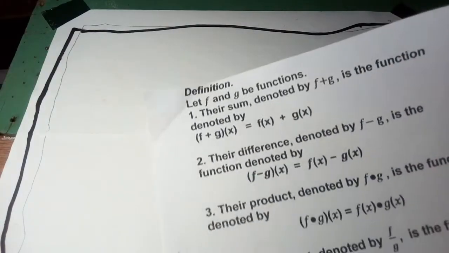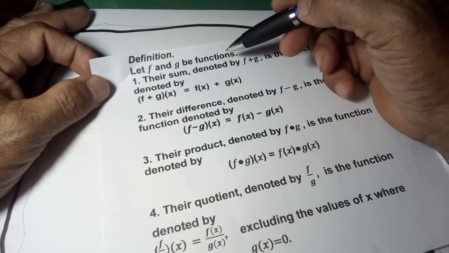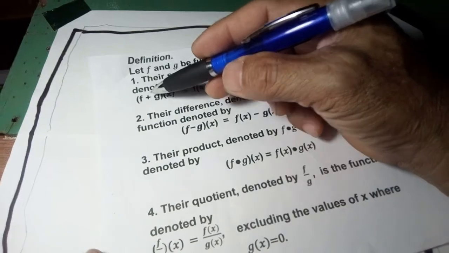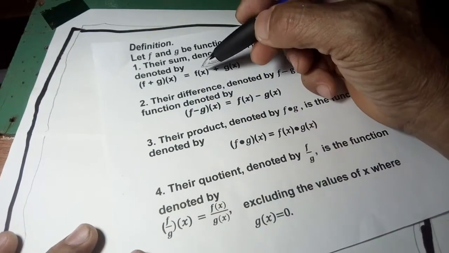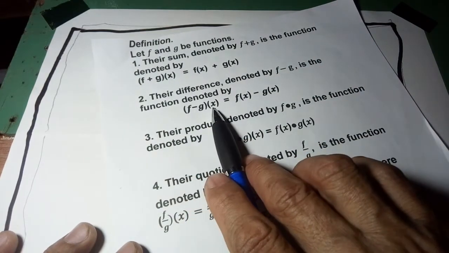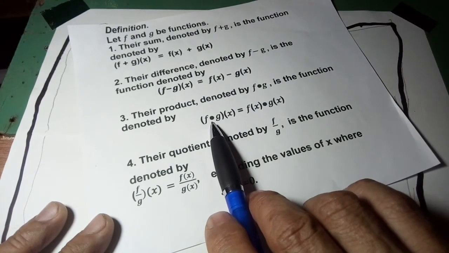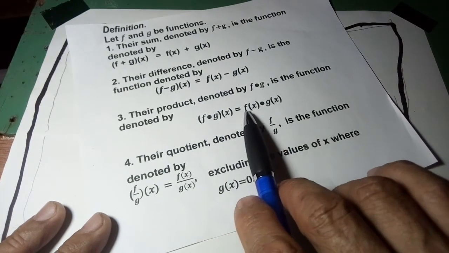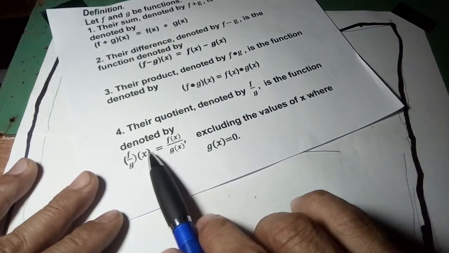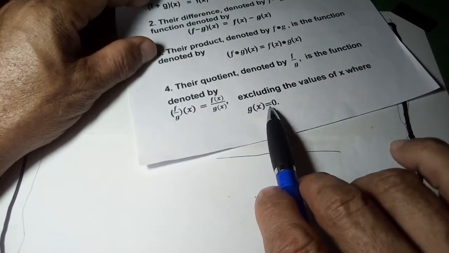Let us proceed to operations on functions. So let f and g be functions. Their sum, denoted by f plus g, is a function defined by (f plus g)(x) equals f of x plus g of x. And their difference, (f minus g)(x), is equal to f of x minus g of x. And their product, f dot g or f times g of x, is equal to f of x times g of x. Their quotient, (f divided by g)(x), is f of x divided by g of x, where g of x should not be equal to 0.